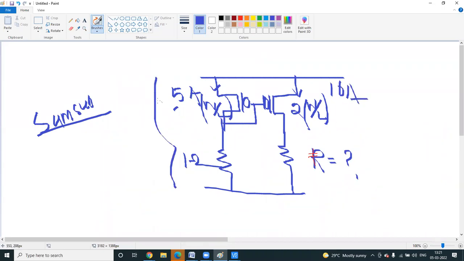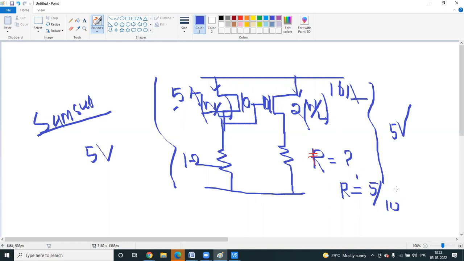Okay, this is like a parallel circuit. So 5 into 1. So what is the voltage? 5 volt. So here also the same 5 volt. The resistance equals voltage divided by current, 5 divided by 10. So it is 0.2 ohm. Sorry, 0.5 ohm. 1 by 2 equals 0.5 ohm.